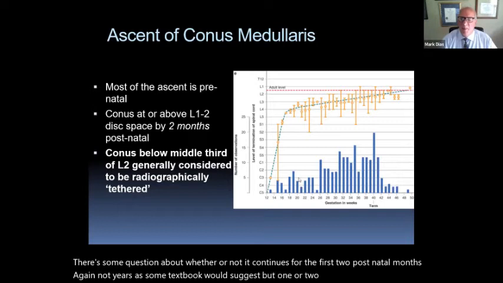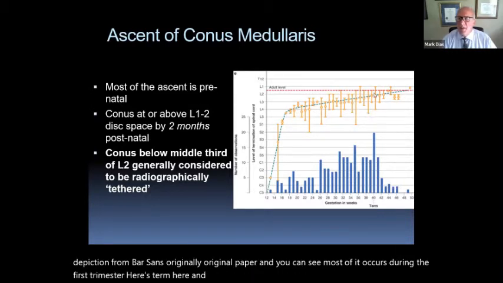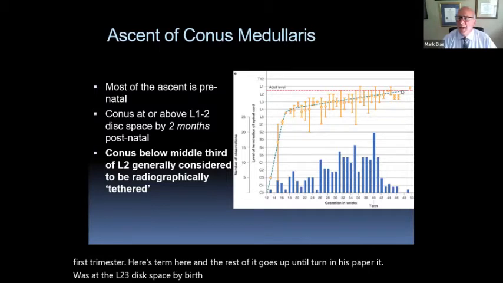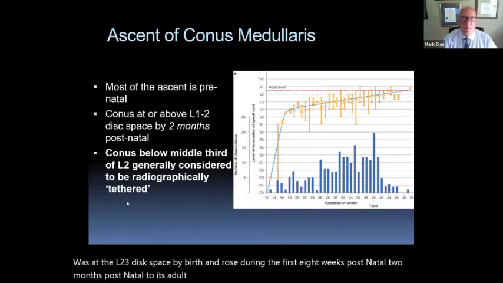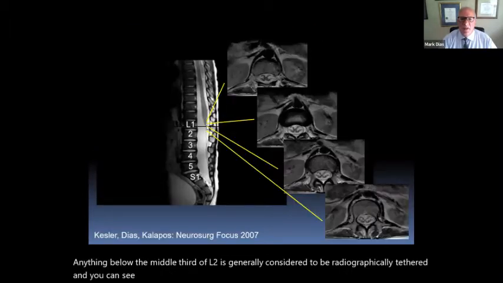This is a depiction from Barson's original paper, and you can see most of it occurs during the first trimester. Here's term here, and the rest of it goes up until term. In his paper, it was at the L2-3 disc space by birth and rose during the first 8 weeks postnatal, 2 months postnatal, to its adult level opposite the L1-2 disc space. Anything below the middle third of L2 is generally considered to be radiographically tethered. And you can figure out where the conus is, both on axial MRI images and on sagittal images here.